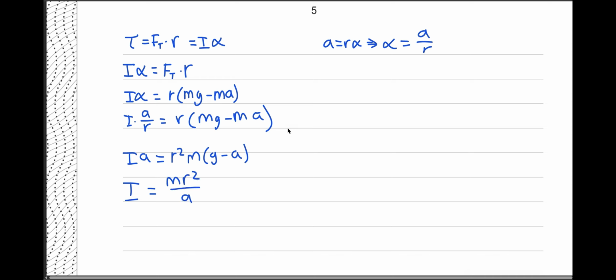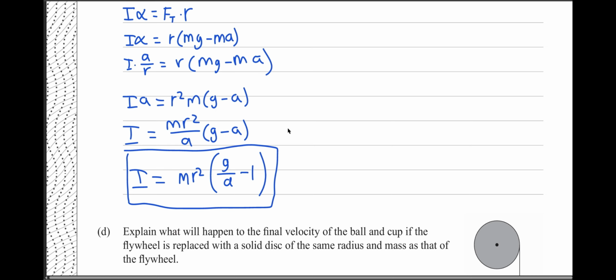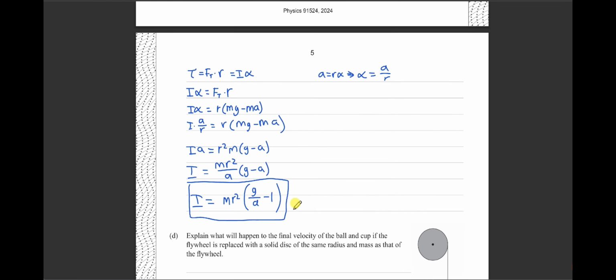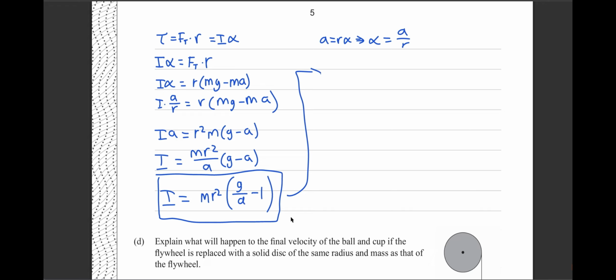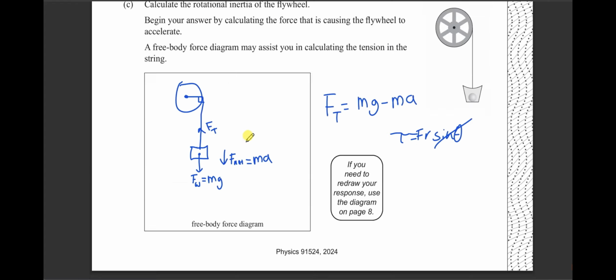And so your inertia is going to just be mr squared over your linear acceleration times the difference between your gravity and acceleration. And then we can also factor out the acceleration to get the result that I is equal to mr squared bracket g on a minus 1. And I think that's about as complete as it gets. Now all we got to do is just punch in the numbers. So let's go ahead and do that. And so I is just going to be mass. So what's the mass? 0.046.